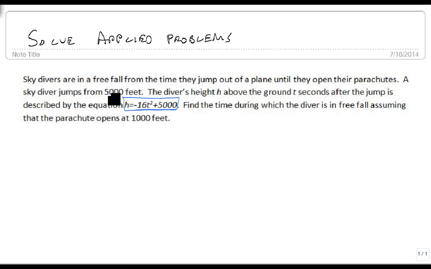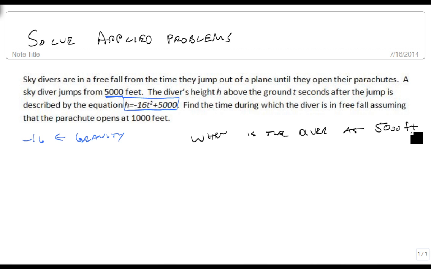And the 5,000 comes from this starting point, and the minus 16 comes from gravity. This represents gravity in the equation. It was pulling our height back down towards 0. And so what we want to know is when is the diver at 5,000 feet, because that's when he starts his free fall, and when is the diver at 1,000 feet. In other words, how long does it take him to fall from 5,000 to 1,000 feet?